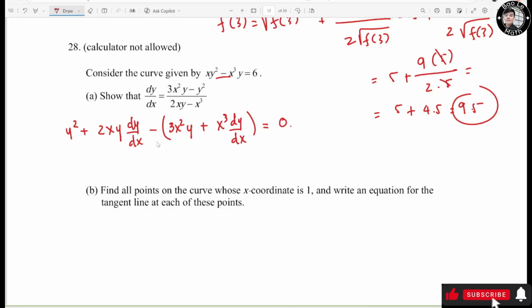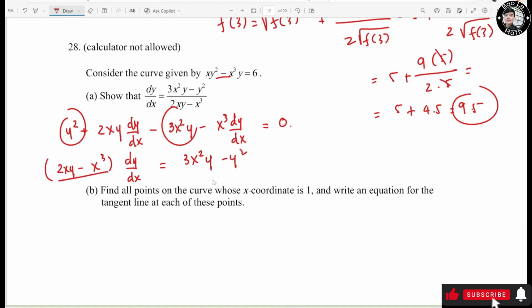Now I'm going to distribute negative 1, and I factor dy over ds out, right? So I have dy over ds times 2sy minus s cubed, right? Equals, I subtract this term and add this term to both sides, right? So I have 3s squared y subtract y squared, right? Divide both sides by this factor, so I'm going to end up with the answer right there, right?